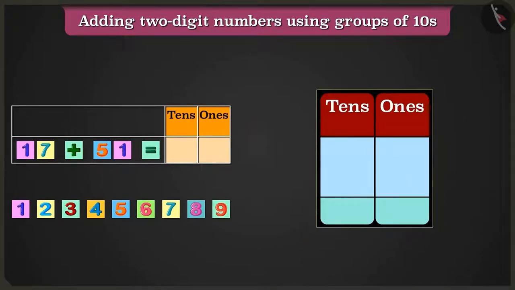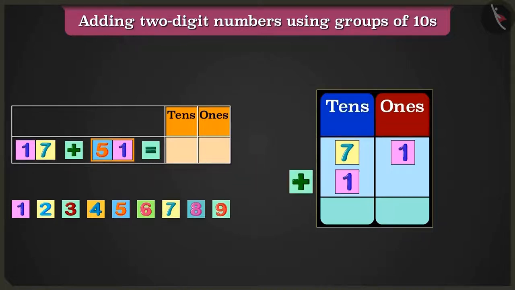You can add these numbers by writing them in the table of 1s and 10s. Here, for 17, in the box of 10s, write 7 and in the box of 1s, write 1. For 51, in the 10s box, write 1 and in the 1 box, we will write 5.